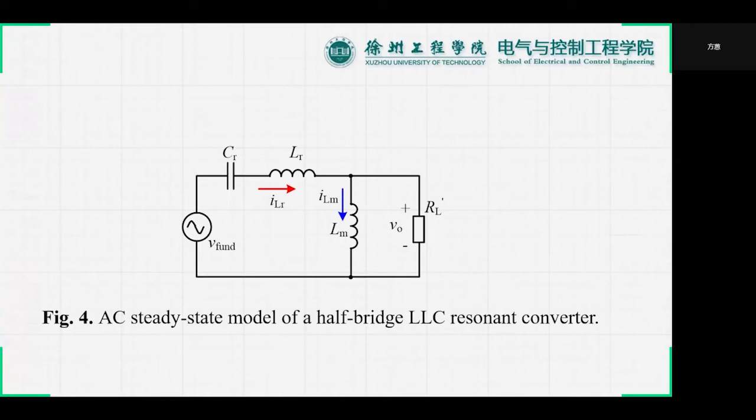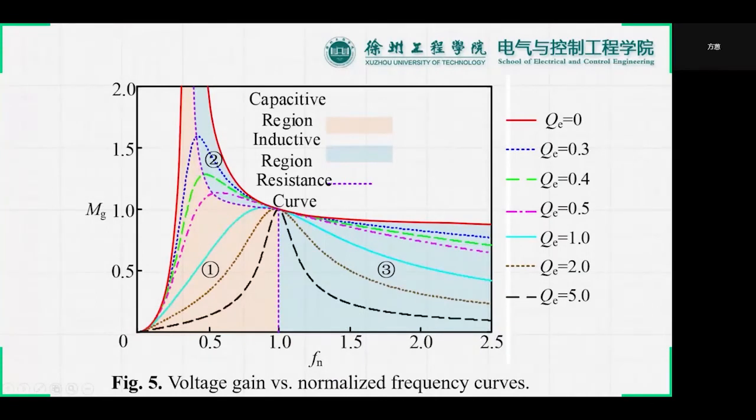The AC steady-state model of the LLC resonant converter in fundamental analysis is shown in Figure 4. And Figure 5 shows the relationship between the DC voltage gain and the normalized frequency Fn under different loads. According to the switching frequency F and the load value, it can be divided into 3 different regions, as shown in this picture. In order to realize ZVS on the primary side, the converter should be designed to work in Zone 2 and Zone 3.